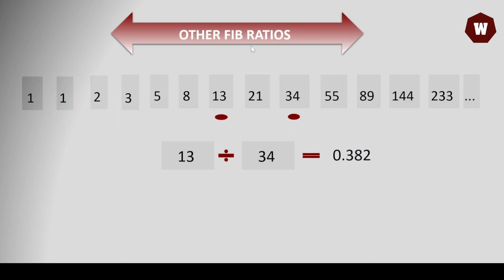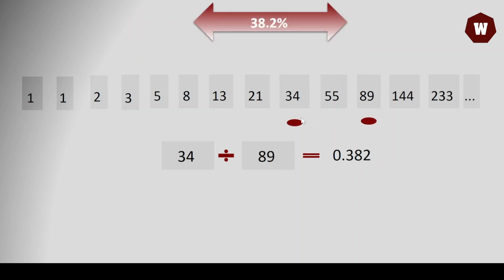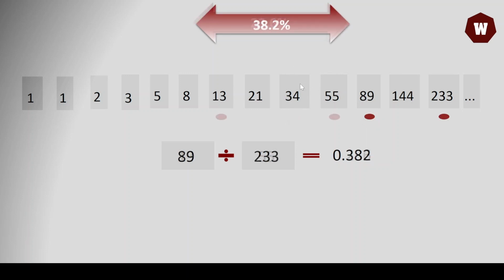There are other Fib ratios, as you can see. If you take any number like 13 and skip one number, then divide by the next, like 13 divided by 34, it gives you 0.382. If you take 34, skip one number and divide by 89, it will give you 0.382, which if you multiply by 100, gives you 38.2%. And there is another number in the series. If you take any number from 13, skip two numbers and divide by the next one, like 13 divided by 55, it gives you 0.236.